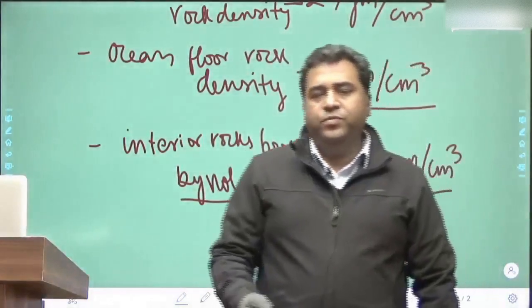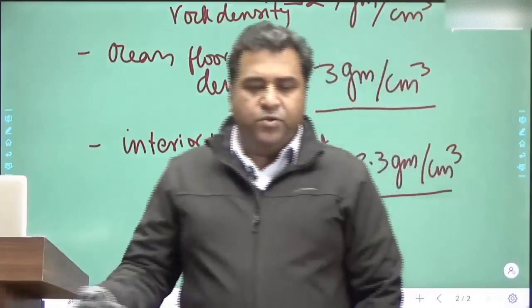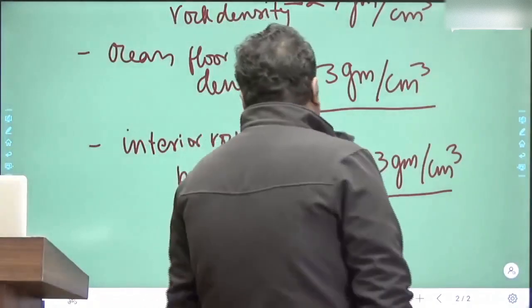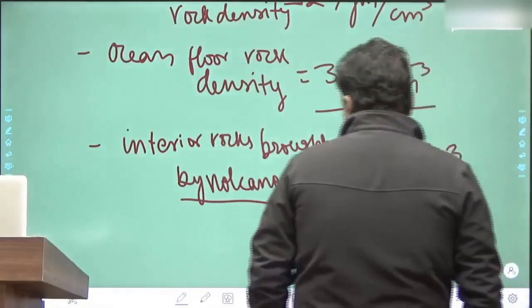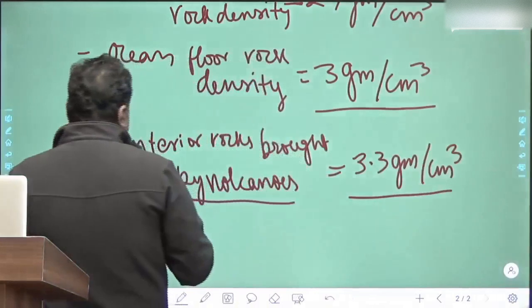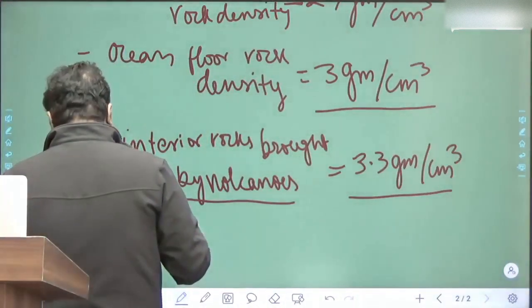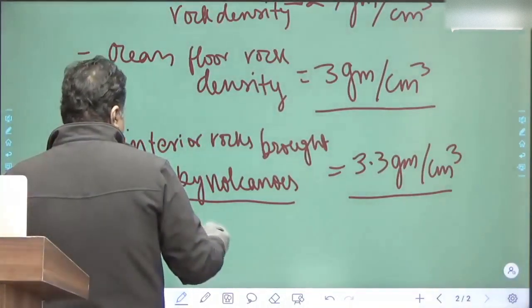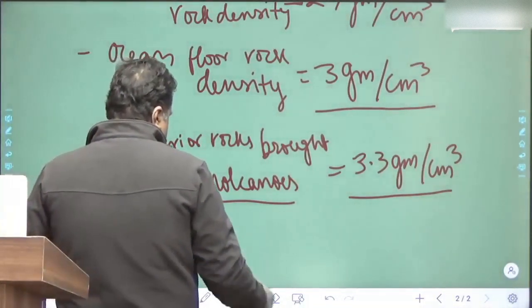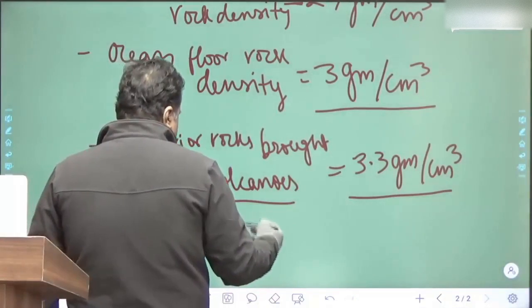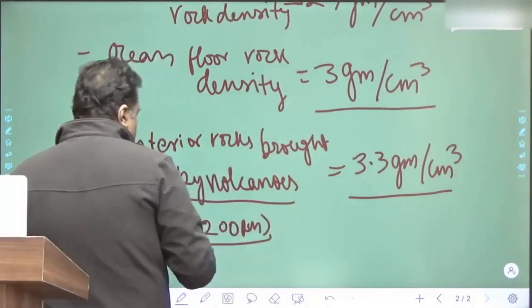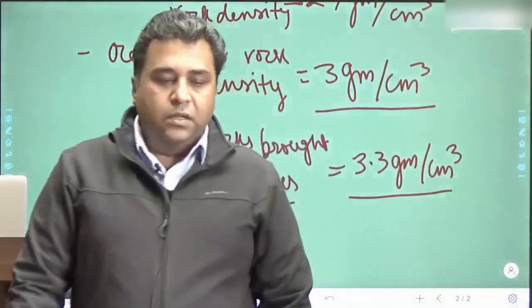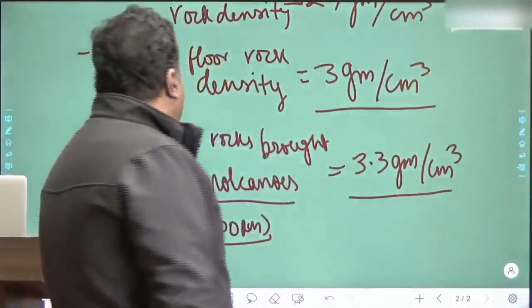Some depth, maybe 100 to 200 kilometers depth, these volcano rocks, because volcanoes do not bring too much rocks from much inside. So this is the rock. Clear? Now, what is the other thing?